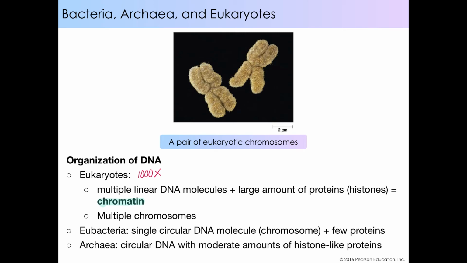Both eubacteria and archaeobacteria have a single circular chromosome, and they have some protein associated with those chromosomes. In the case of eubacteria, they have just a small amount of protein. In the case of archaeobacteria, there is a moderate amount of protein associated with their DNA.